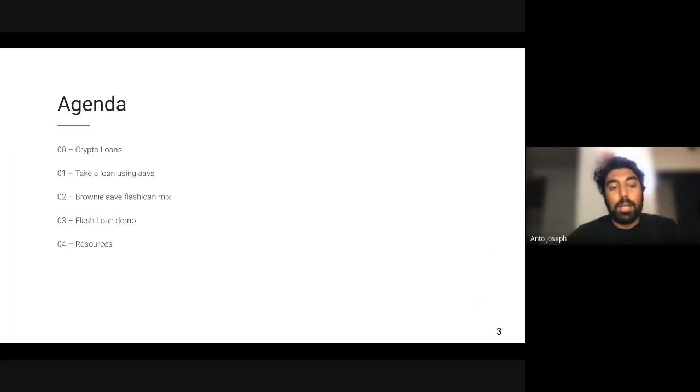We'll use a tool called Brownie to interact with smart contracts. It is a Python-based tool, and it's really easy to use. We'll have a flash loan demo, and we'll also do an arbitrage. Towards the end of the talk, I'll share some resources where you can learn more.